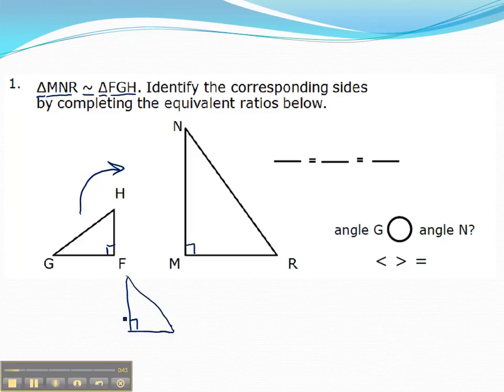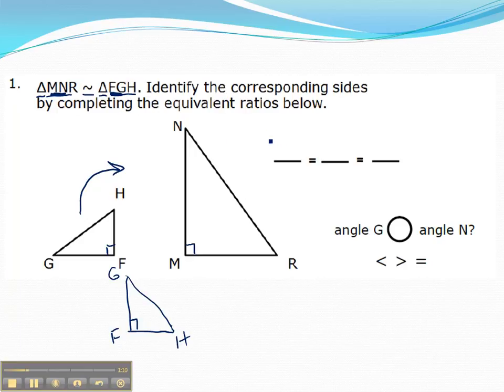terrible drawing, but anyway, there's F, there's H, and here's a G up here. Now we can see the left side corresponds to the left side of the big triangle, but because we have a similarity statement, we don't even need to do that, because remember we talked about in class the first two letters of the similarity statement, that's the side that corresponds to the first two letters in the other side of the similarity statement. So MN corresponds to FG.